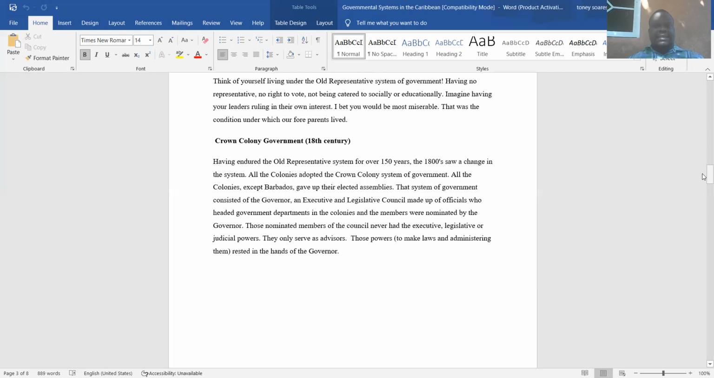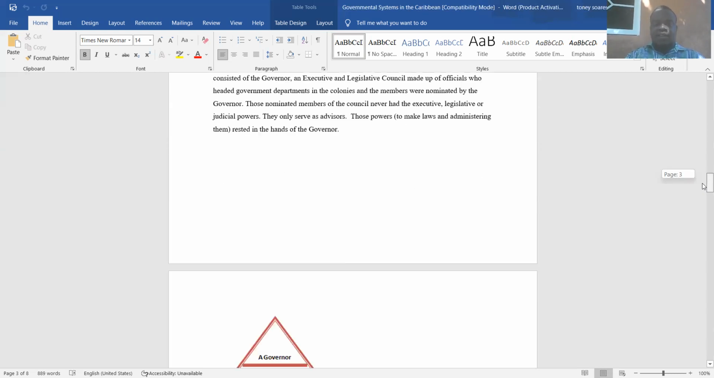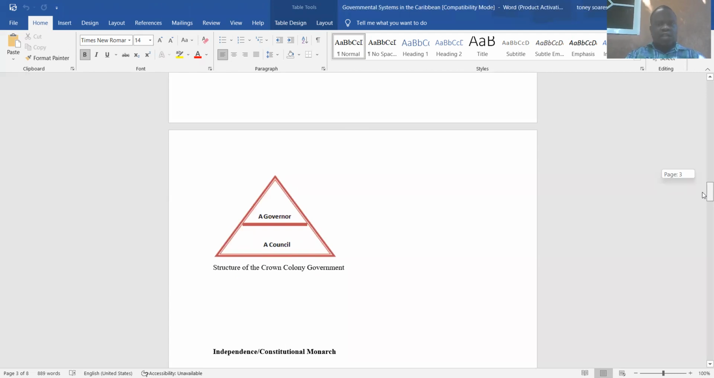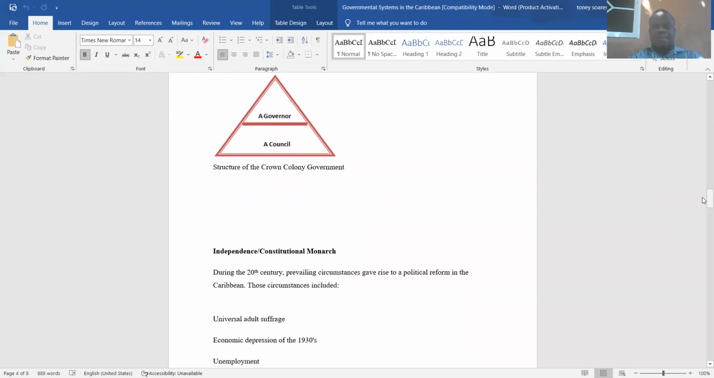So in comparison to the old representative system, the crown colony now, the governor had full authority, right? And he could make decisions on his own. He only had assemblies that were advisors, so they can give him advice, but he doesn't necessarily have to do what they say. The final decision rests squarely at the feet of the governor under crown colony government. So the governor was at the top. He had a council who was responsible for giving advice. Remember, the old representative system worked different, right? Yes.